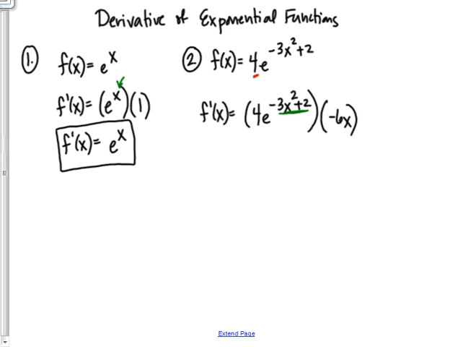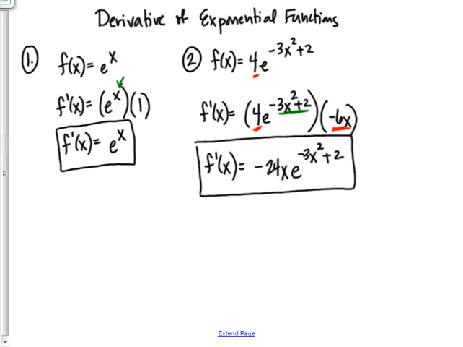Now what I can do is I can always multiply the numbers in the front together. So when I put it all together and simplify, I can multiply that 4 and that negative 6x and get negative 24x e to the negative 3x squared plus 2 as my derivative. Okay, let's do a few more.